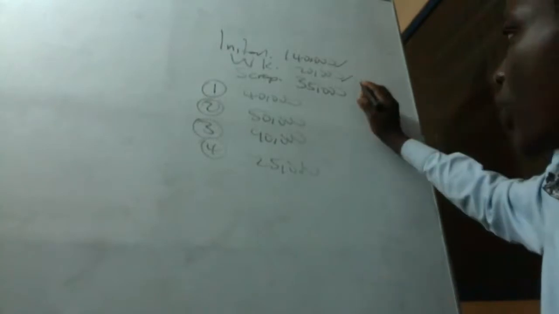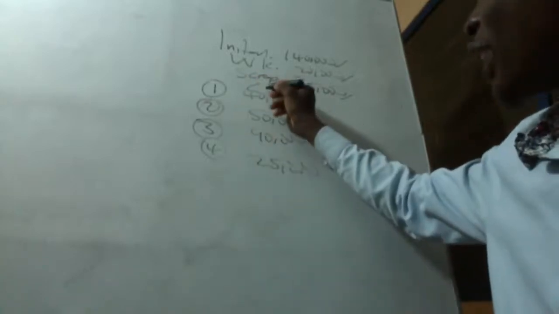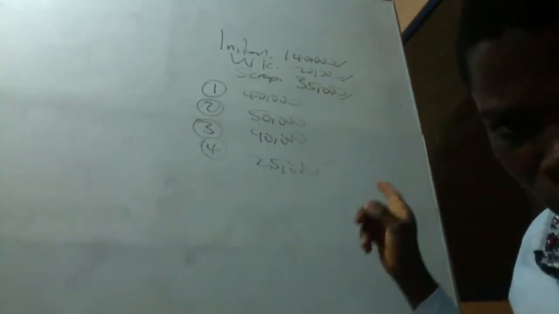Okay, so initial outlay is 140,000. Working capital 20,000. Scrap value is 35. These are the cash flows. Please, they say cash flows, net cash flow. It's a cash flow, but not profit. How do you get that? It's a cash flow, but not profit, according to the question.